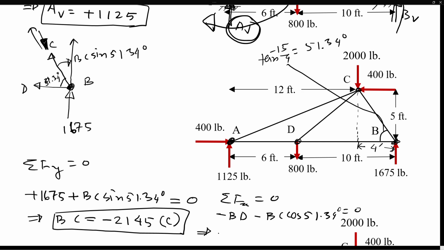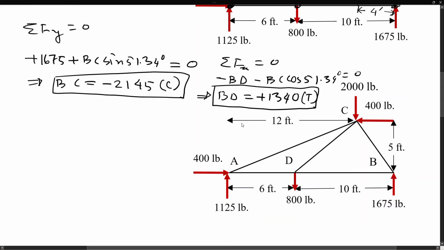Now, if you calculate, you find BD is equal to plus 1340, and that's positive, meaning that the direction we assumed going away from B was correct. So it's pulling the point B. So now we're looking at point B, it is pulling that point. So then this is in tension. So this BD member of this structure will be in tension.